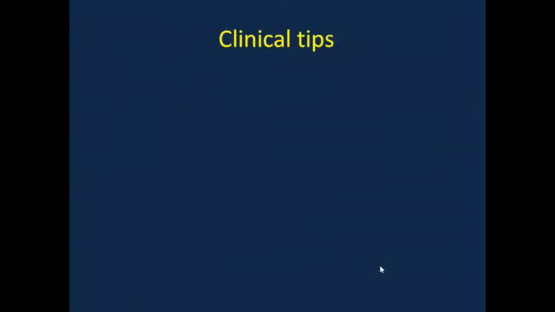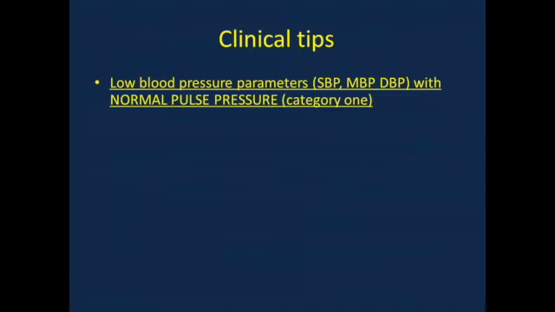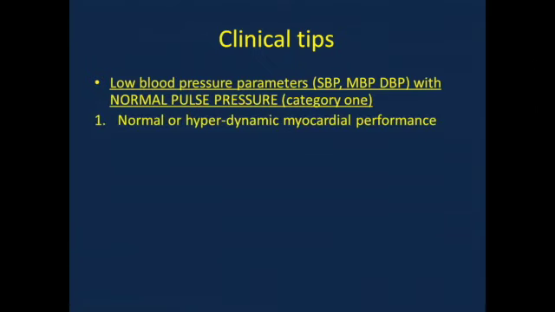And to make it easy, I have clinical tips. If you have low blood pressure parameters, systole, mean blood pressure, diastole, but with normal pulse pressure, like in category 1, you may treat this infant even without echocardiography. Targeted neonatal echo. In this condition, typically the heart should be normal with even hyperdynamic myocardial performance. You have normal venous return, but you have low systemic vascular resistance.